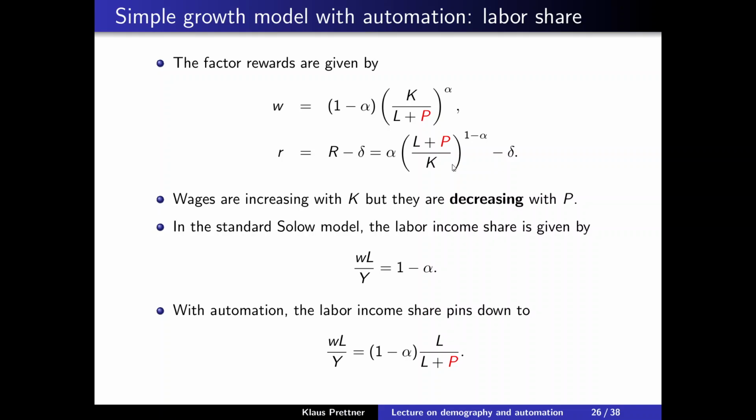Now, with that in mind, we can compute the labor income share. The definition of the labor income share is the wage rate multiplied by the number of workers, L, divided by total output. In the Solow model without automation, this would be 1 minus alpha. Irrespective of what happens in the economy, the labor income share is always constant. And that was actually the success of the Solow model because it was able to generate such a constant labor income share, which fit the data until the 1970s and 1980s.